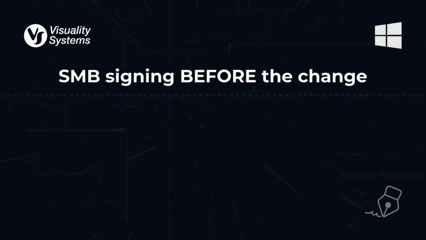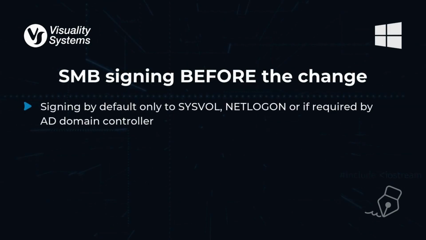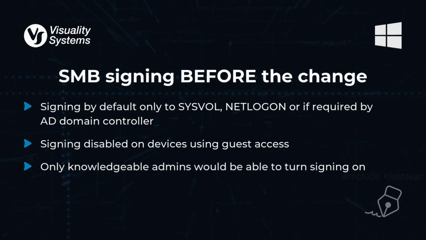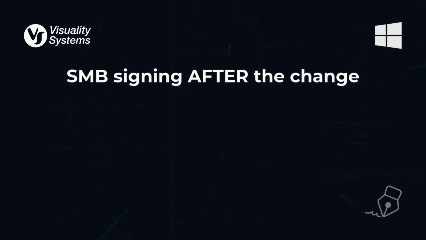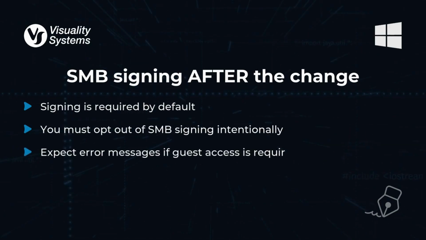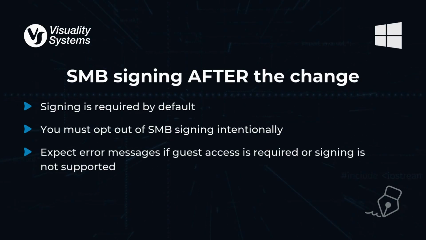Before these updates, SMB Signing was only required by default for SYSVOL, NETLOGON, or if enforced by an Active Directory domain controller. Devices using guest access had signing disabled by default. As a result, only knowledgeable administrators were able to enable SMB Signing across their networks. Now, with the new changes, SMB Signing is required by default. To disable it, you must opt out intentionally. If you're using guest access or connecting to devices that don't support SMB Signing, you'll likely encounter error messages, as the system now prioritizes secure connections.